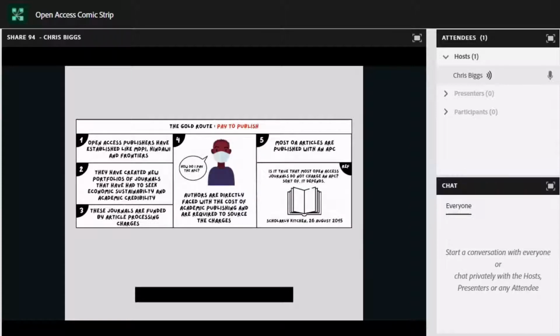Secondly, the gold route, pay to publish. Alongside the no-fee open access journals, pay-to-publish journals have developed. Publishers like MDPI, Hindawi, Frontiers have created portfolios of journals whose financial sustainability is based on article processing charges. Authors here are directly faced with the cost of academic publishing and are required to source the charges. Whilst most of the journals listed in the DOAJ may not charge APCs, the majority of articles published open access do, so the volume is with the pay-to-publish route.